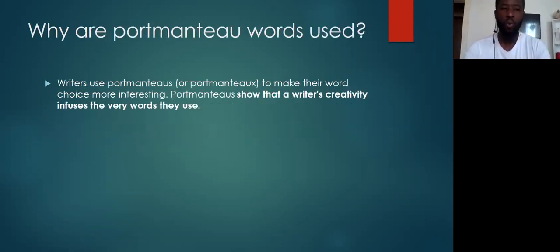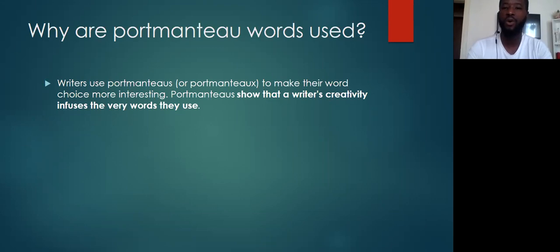So now, why are portmanteau words used in English? Writers use portmanteaus to make their word choice more interesting. For example, if you are talking with somebody and you want to make a good impression on the person you are talking to, you can use portmanteaus in English. Portmanteaus show that a writer's creativity infuses the very words they use. So they are trying to use new words that people may not understand, and then they can express themselves or impress you by saying that this word means this and that word means that, okay?